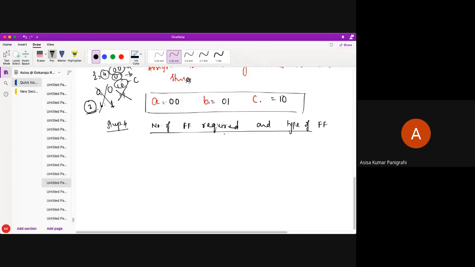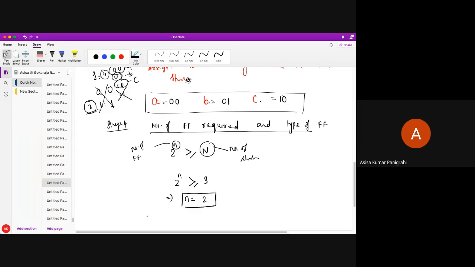So step 4 is the number of flip flops required. As we know one formula, 2 to the power n is greater than or equal to the number of states. Here n is the number of flip flops required. We can come to know that after reduction, no further reduction is possible. So how many states do we have? 3 states. By looking at this, I can find out that n equals 2.